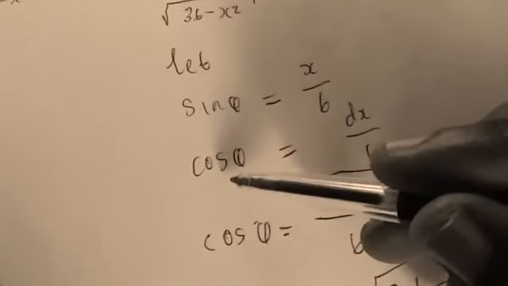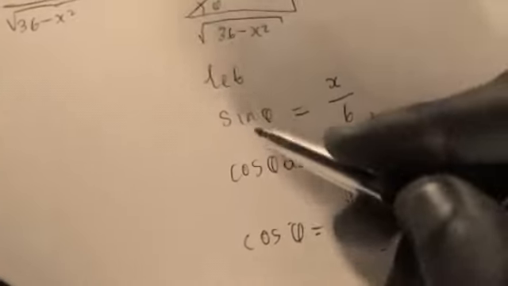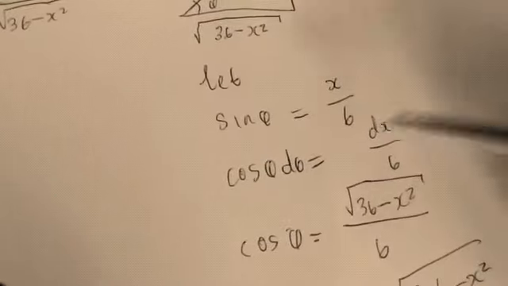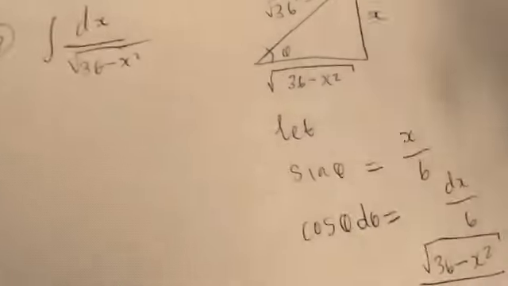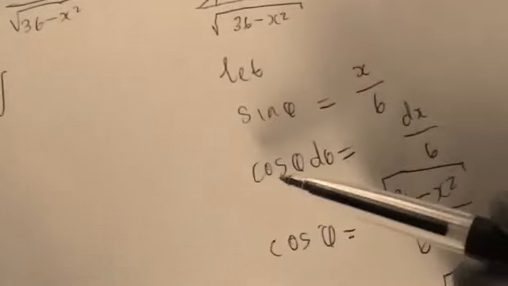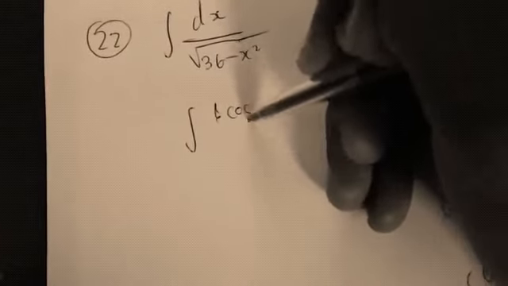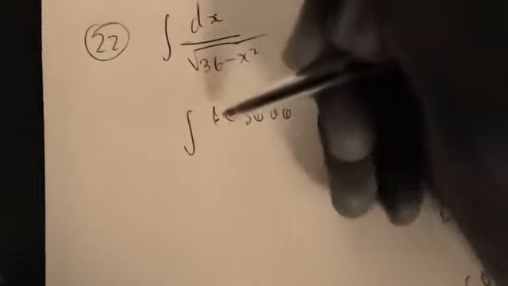And for dx, we just multiply by 6. This should be d theta rather, because when you differentiate, you should get d theta. Just multiply by 6, and you get your dx. And so you substitute for dx. So dx is 6 cosine of theta d theta. So we go 6 cosine of theta d theta.